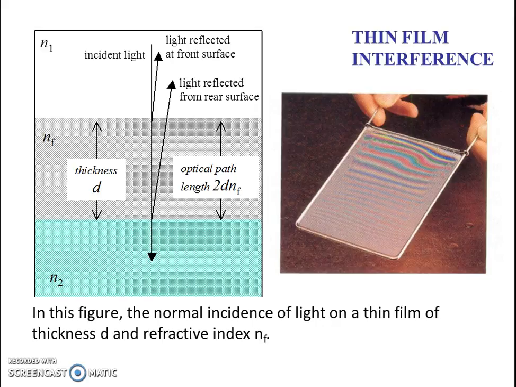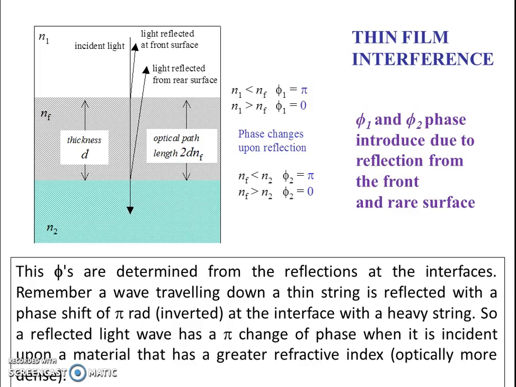Considering normal incidence of the light, we can find the optical path length of the reflected beam, which is 2d times nf. Actually, the total phase contribution comes from the optical path length variations as well as the phase changes due to the reflection. In this case we consider phi 1 and phi 2 as the phases introduced due to the reflection from the front and rear surface. These phis are determined from the reflections at the interface.